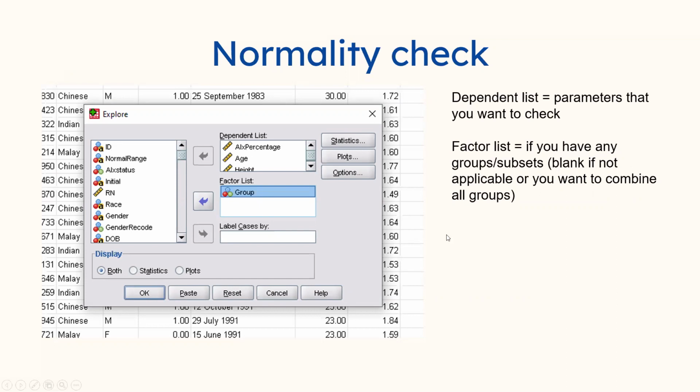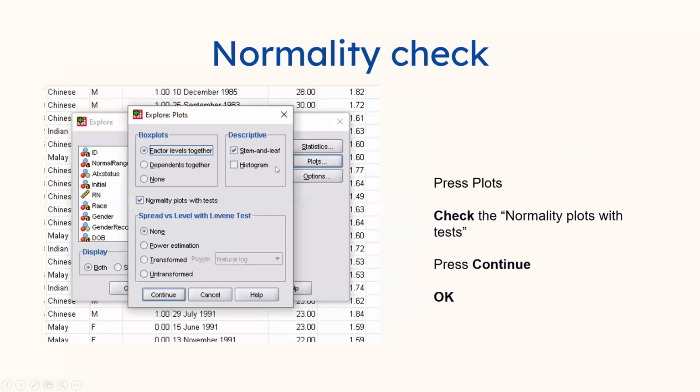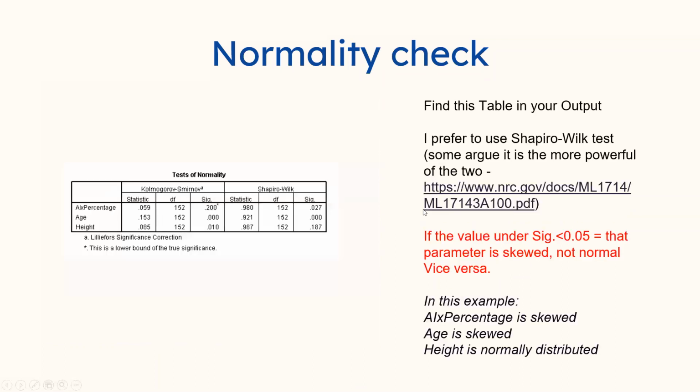So don't press OK yet. You have to press Plots and then check the normality plots with tests. And then press Continue and then press OK. Then you're going to find this table in the output window. It is the most important table for you to check.